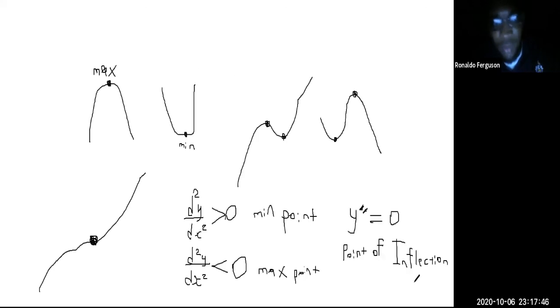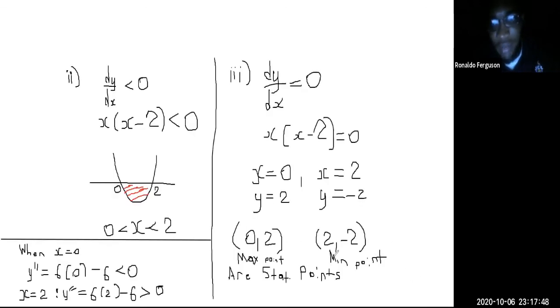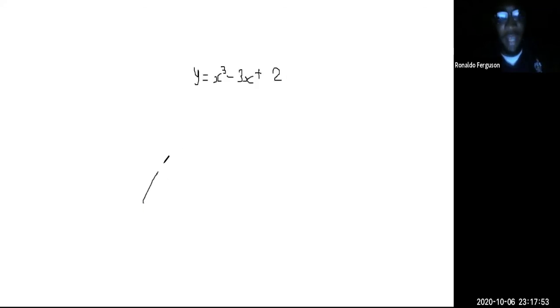So we're going to sketch now y equal to x cubed minus 3x plus 2. This is how I like to sketch it. The first thing I like to do is think which one comes first. So the maximum point comes first, then the minimum point comes second. So I start with that, right?